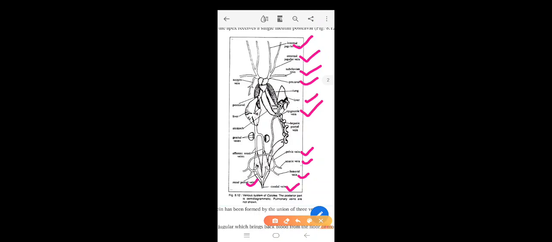And efferent renal veins, genital veins pour their blood into the liver. From the liver, the portal system starts as the capillary forming the hepatic portal veins, and they pour their blood into the postcaval, and from the precavals and postcaval, blood goes into the heart.